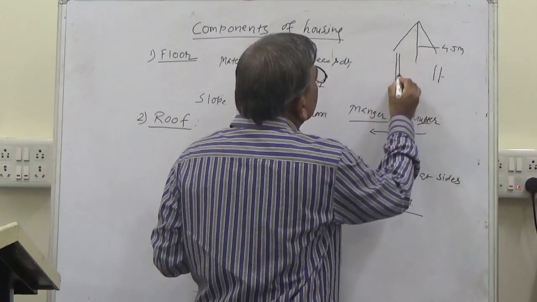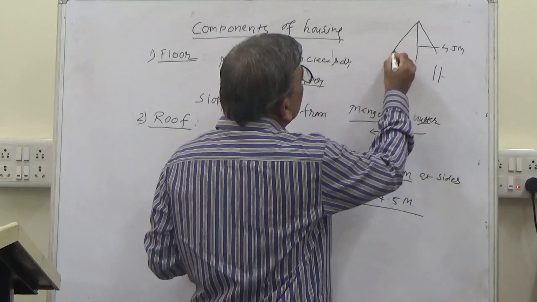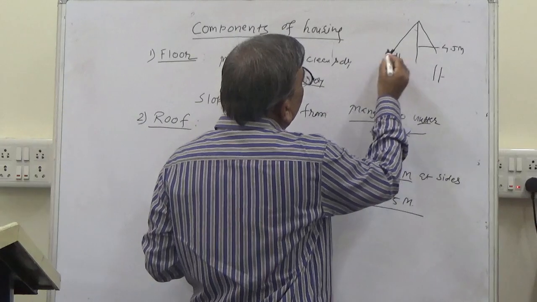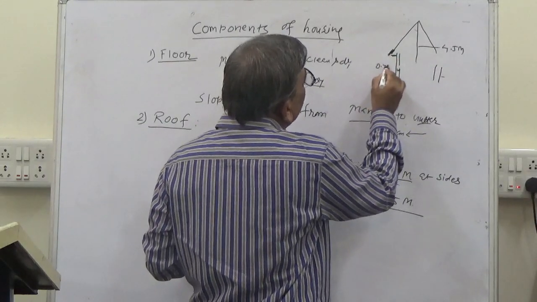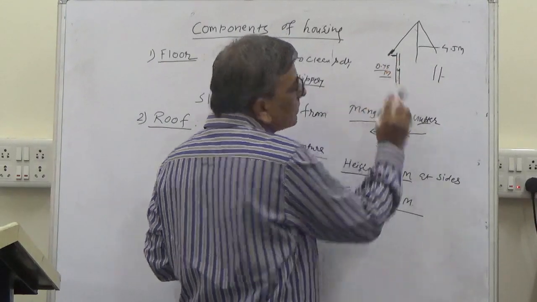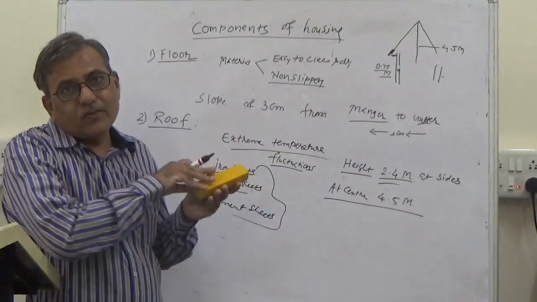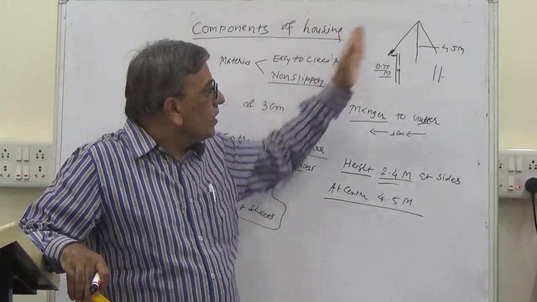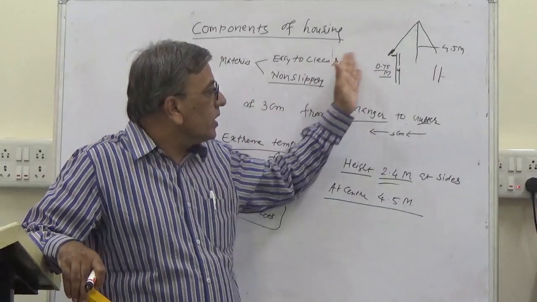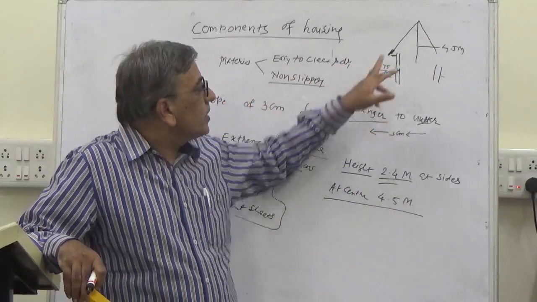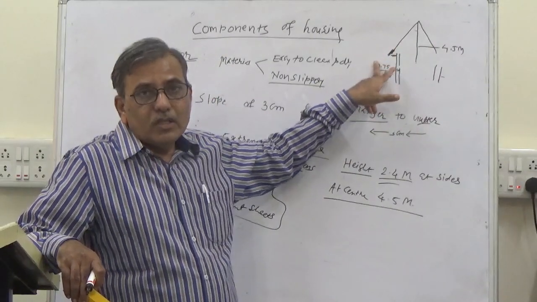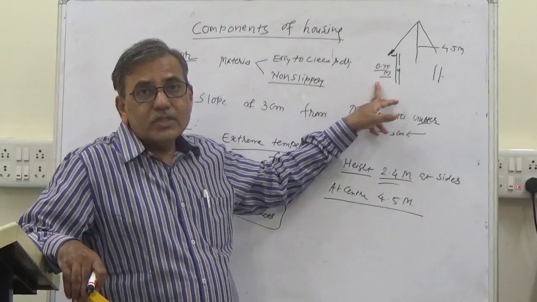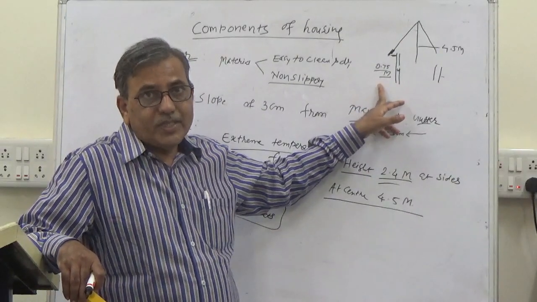This is the wall. This roof should be outside the wall by 0.75 meters to take care of drainage of the rainwater. It should go outside the house. It should not enter the house. For that purpose, beyond the wall, the extension of the roof is around 0.75 meters.